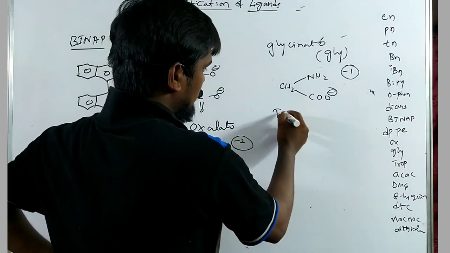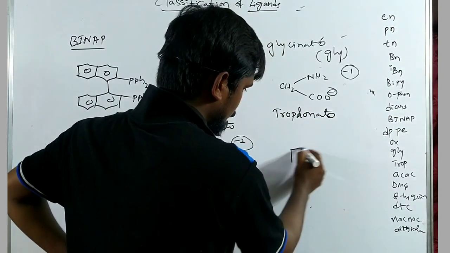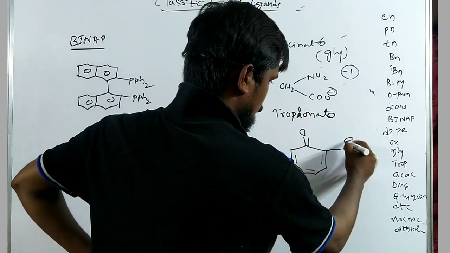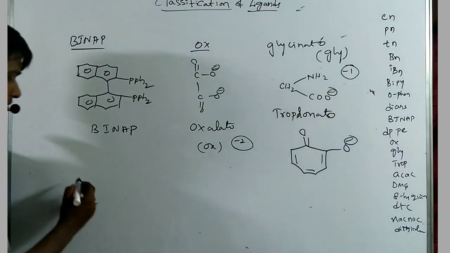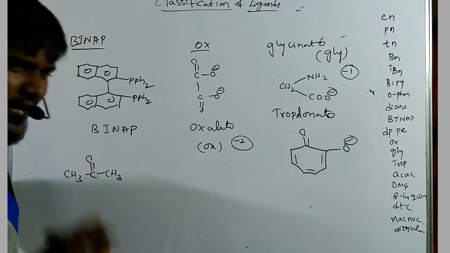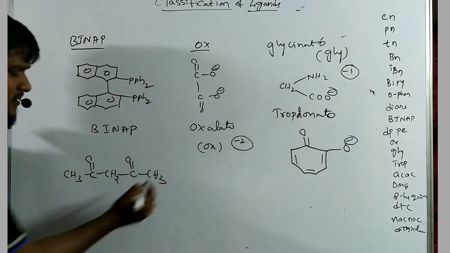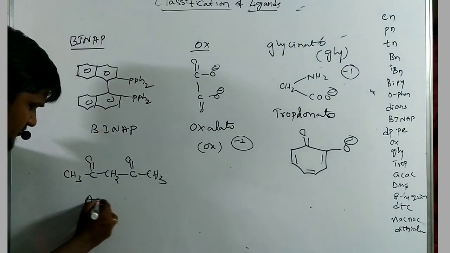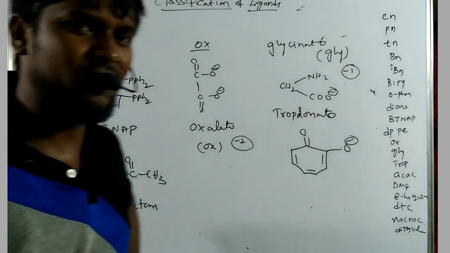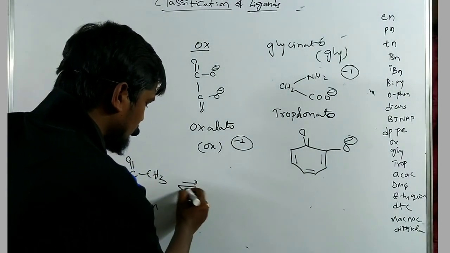Next one is propionato, which comes from propionic acid. Next one is acac. Simply, acetone: if one of the hydrogens of acetone is replaced by another acetyl group, then it is called acetylacetone. Generally, acetylacetone is unstable in keto form, so it readily undergoes keto-enol tautomerism.